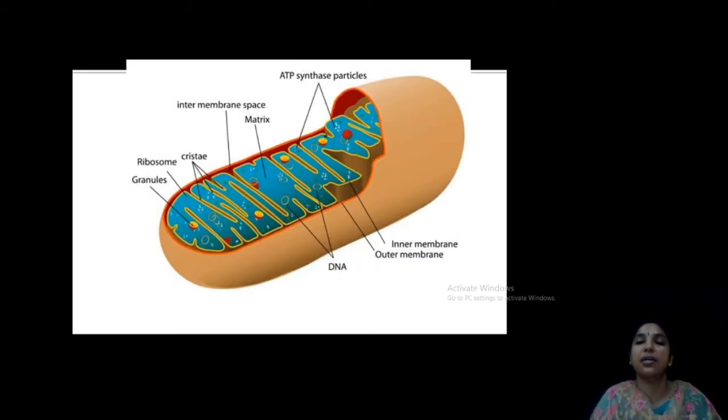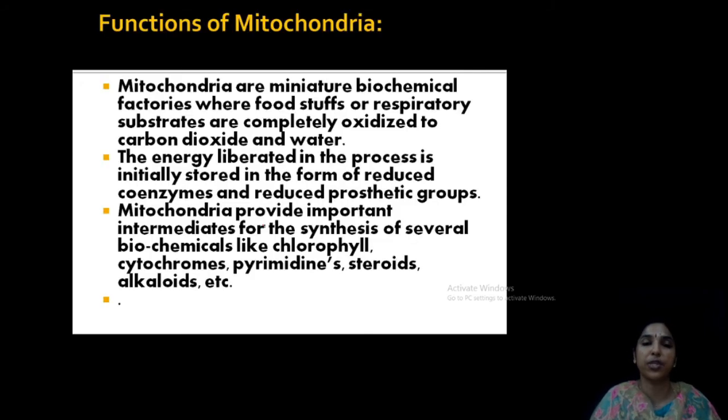This is the ultrastructure. You can see the cristae and the particles attached on the cristae, and the outer membrane. This is a space, the perimitochondrial space. This is the inner membrane, and the ribosomes are present, DNA is present, everything is present inside the mitochondria. Okay, so this is the structure of mitochondria.